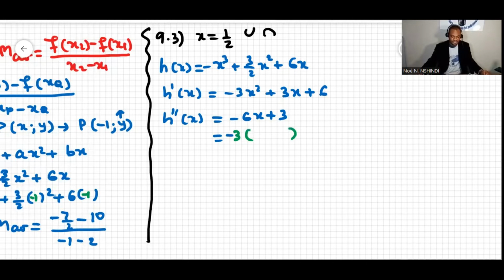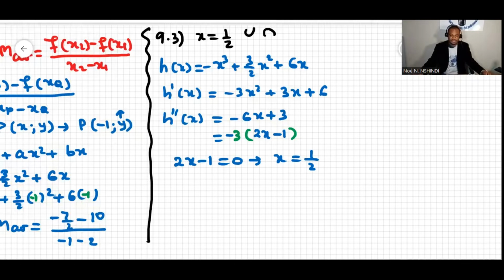So this will be negative 3 times 2x minus 1. Now, I want to set this equal to 0, because the second derivative, I want to set it equal to 0. That means 2x minus 1 equal to 0. That means x is equal to a half. So this value of x equal to a half is the value that determines the concavity of the equation.